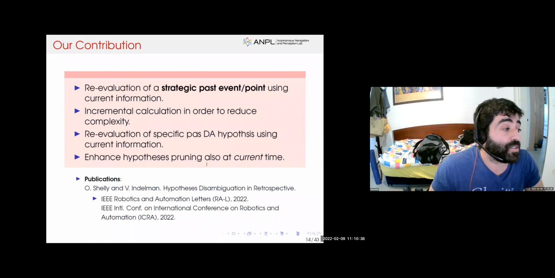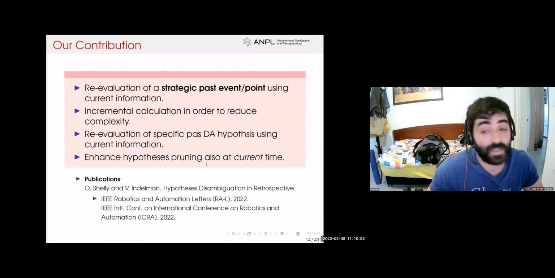I should mention that this work was written in a paper called Hypothesis Disaggregation Retrospective. This paper was also published in the Letters and will be shown at ICRA, the International Conference on Robotics and Automation, in May 2022.